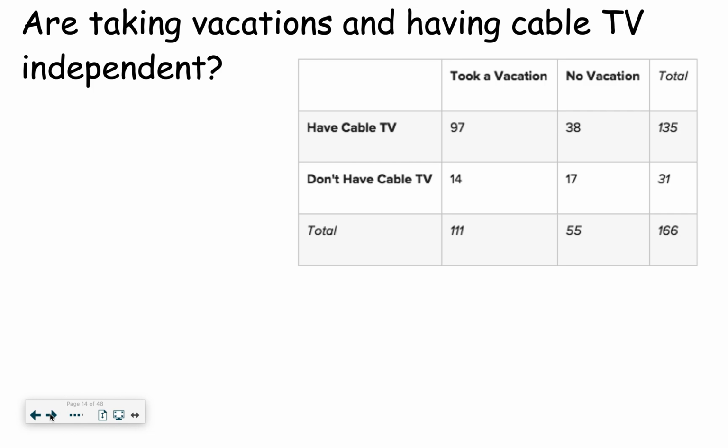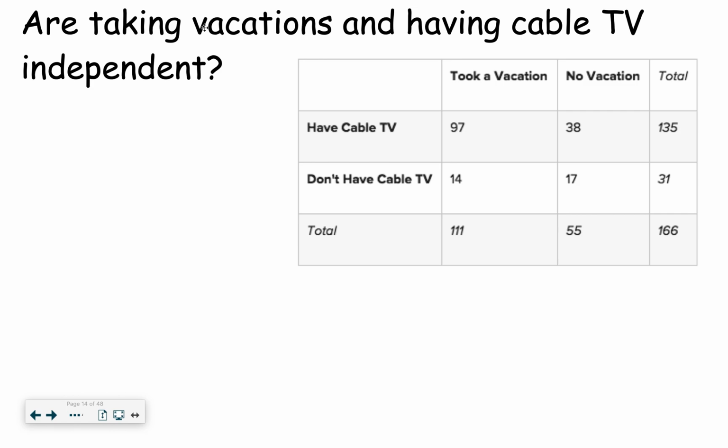Okay, the second way we looked at data in terms of expressing its probability is out of a two-way table. So this table is showing the number of people that have cable TV versus not keeping cable TV, and then if they took a vacation or if they did not take a vacation during a specific time period. And I have the totals all filled in for each of the rows and the columns, and then, of course, the grand total of 166 down there in the bottom right-hand corner.